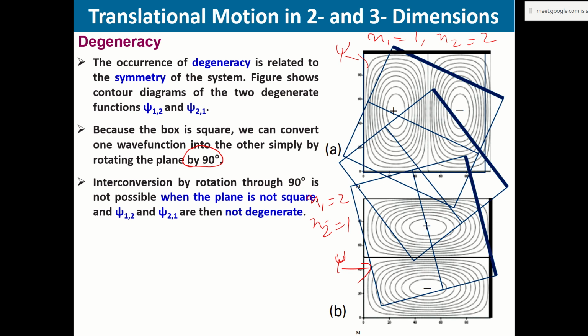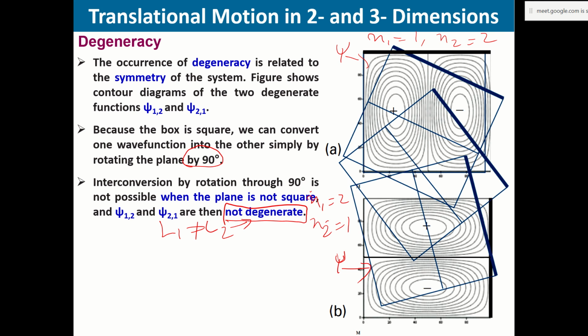Okay, so this will happen only if L1 and L2 are equal, that is, in the case of a square. So they are degenerate as long as L1 is equal to L2. If L1 is not equal to L2, then they will not be degenerate. There will be no degeneracy emerging.